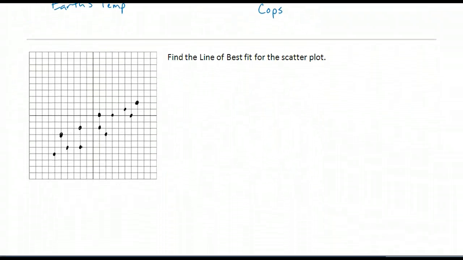If we look at a scatter plot and we decide that there is correlation, then we can come up with a line of best fit for that scatter plot. In this case, there is correlation. In this example, as x increases, our y also increases. So we have a positive correlation.